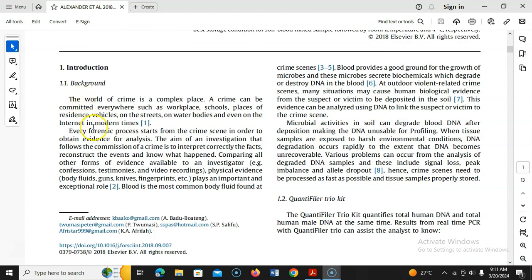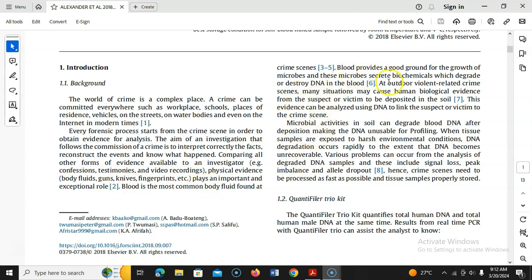So, background. The world of crime is a complex place. A crime can be committed everywhere, such as workplaces, schools, places of residence, vehicles on the streets, on water bodies, and even on the internet in modern times. Every forensic process starts from the crime scene in order to obtain evidence for analysis. Then the aim of an investigation that follows the commission of a crime is to interpret correctly the facts, reconstruct the events, and know what happened.